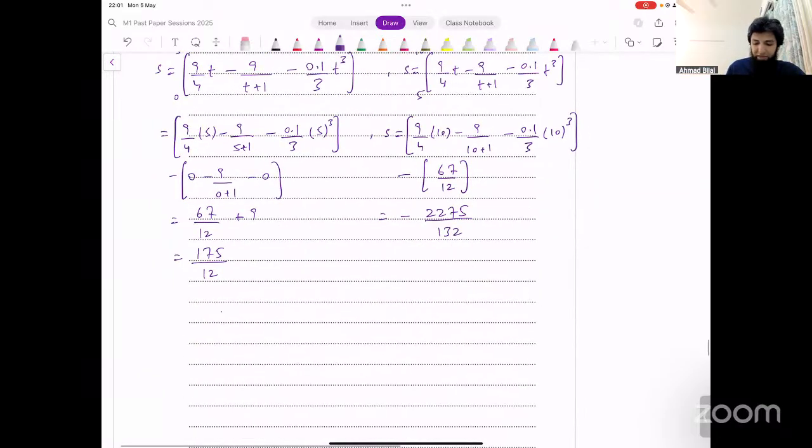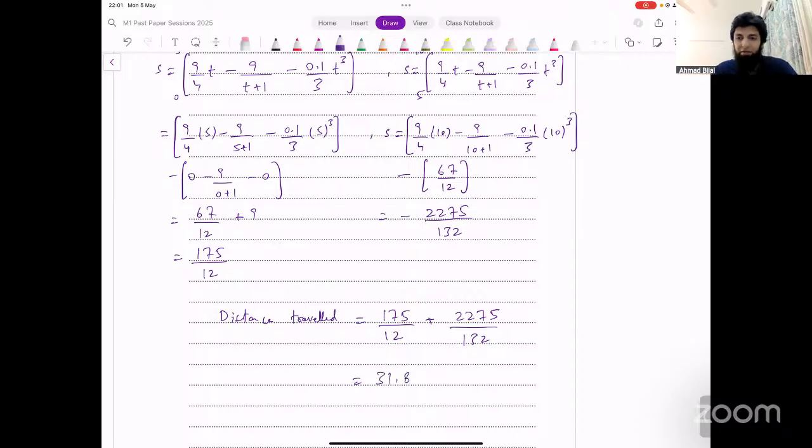Then we say distance traveled. What does that turn out to be? Now you just add up both of these numbers, 175 over 12 plus 2275 divided by 132, and that should give you the result. That's 31.8. That's the final result that you get. That's the distance traveled.